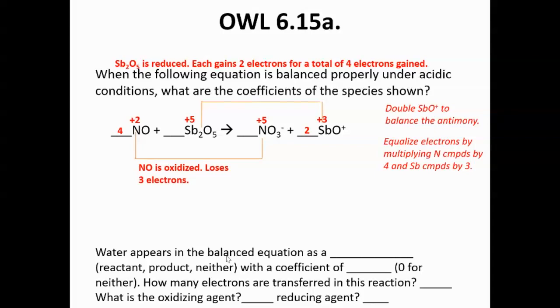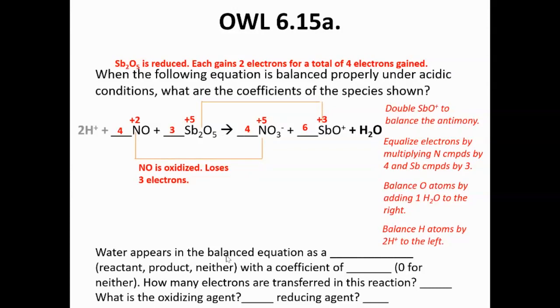And so we now are going to figure out what's happening in order to balance the rest of the reaction. So we equalize the electrons first by multiplying the nitrogen compounds by 4 and the antimony compounds by 3. Then we balance the oxygen by adding water to the side that needs oxygen, and that's the right side. Now we add hydrogen ions to the side that needs H+ ions, and that would be the left side. So we now have an equation that is balanced in terms of atoms and in terms of charge.